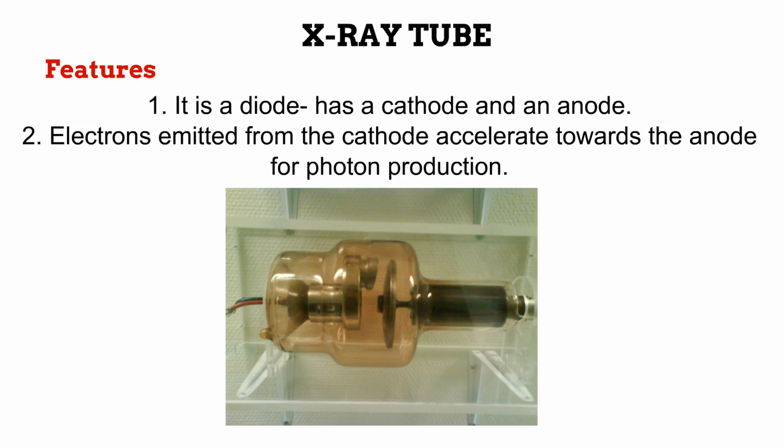First, it is a diode, which means it has a cathode and an anode. And it is the piece of equipment that is responsible for producing the X-ray photons. Electrons from its cathode accelerate towards the anode to produce these photons.